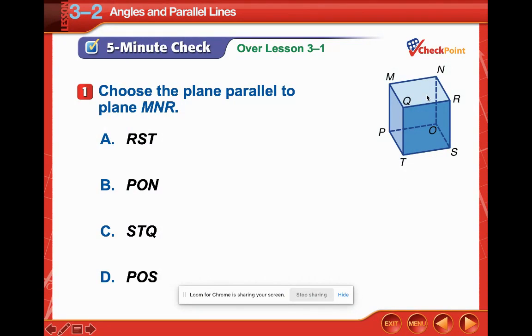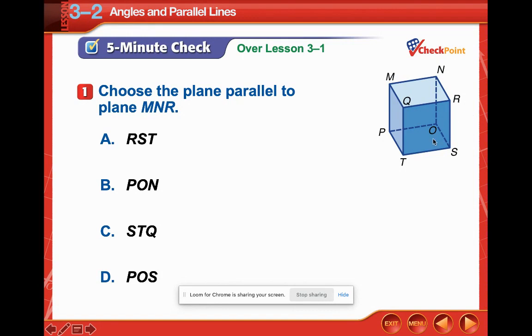So as you can see, MNR is the top of this figure. It's like the top side of this cube. So the plane parallel to it would be the bottom side, because no matter what, they would never intersect. And yeah. So would that be RST?